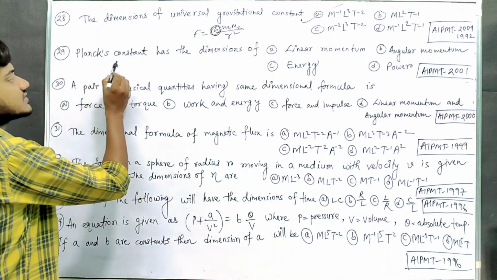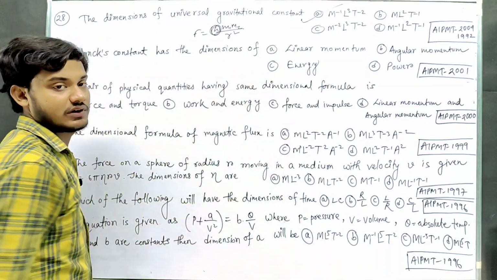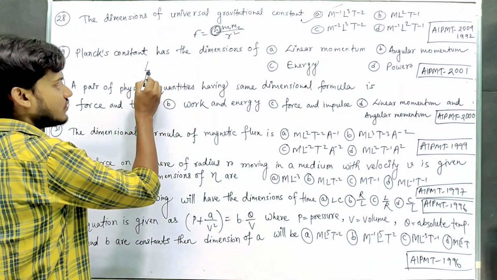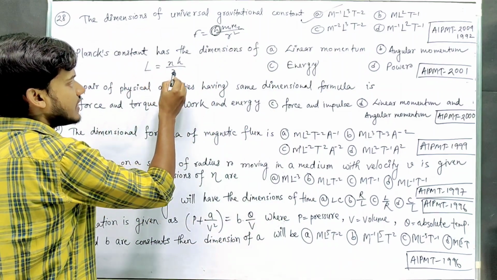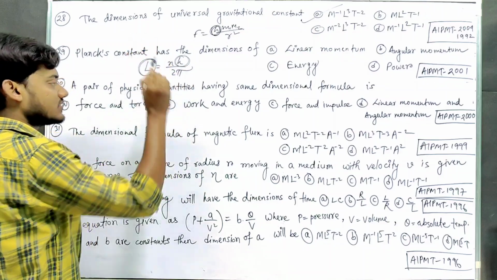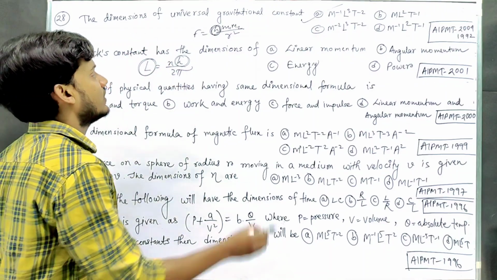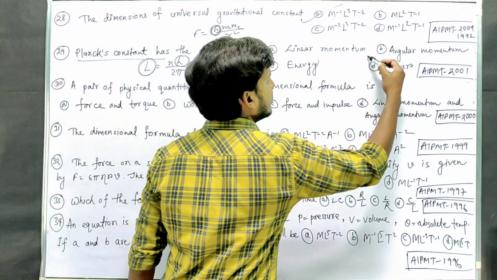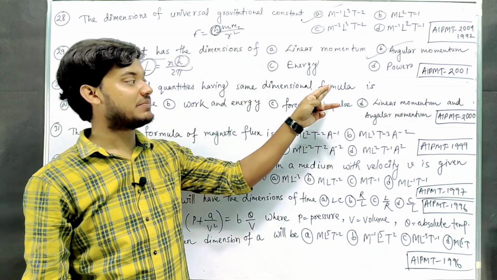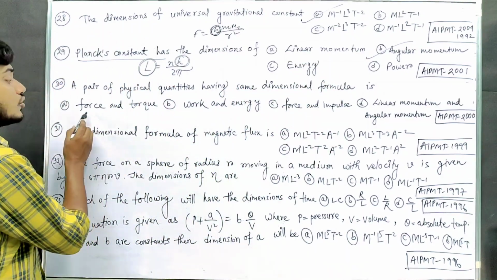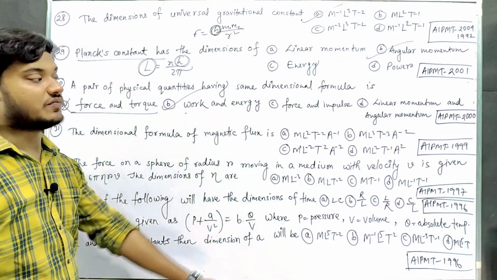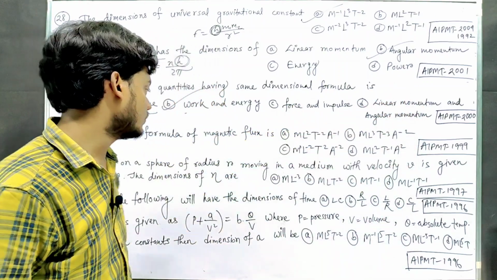Okay. Next, Planck's constant has the dimensions of, options are given. Bohr's quantum condition, angular momentum equals nh by 2 pi. So angular momentum and Planck's constant have the same dimension. Next, a pair of physical quantities having the same dimensional formula: force and torque, no. Work and energy, yes. Force and impulse, linear momentum, angular momentum, no.